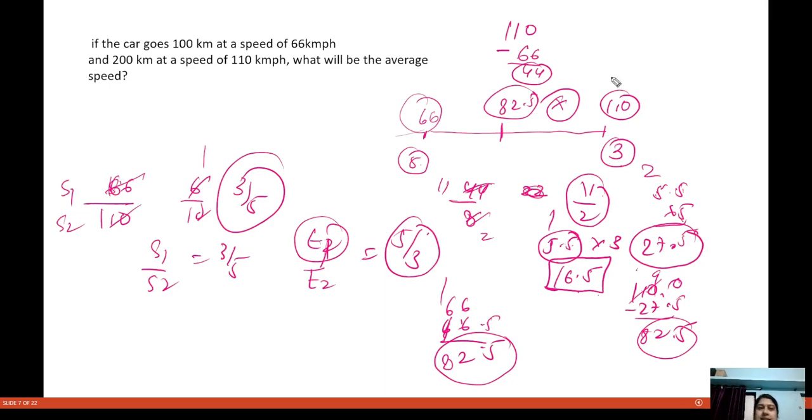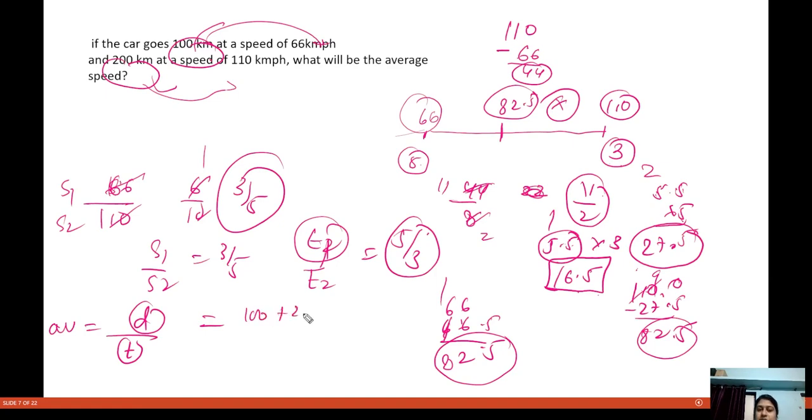The problem is we forgot one thing. We forgot that we did not take equal distances, 100 kilometer and 200 kilometer. If you want to check by our linear method, what will come? See, average speed is nothing but distance divided by time. What is the distance traveled here? 100 kilometer at 66 kilometer per hour and 200 kilometer at 110 kilometer per hour. So our distance is 100 plus 200.